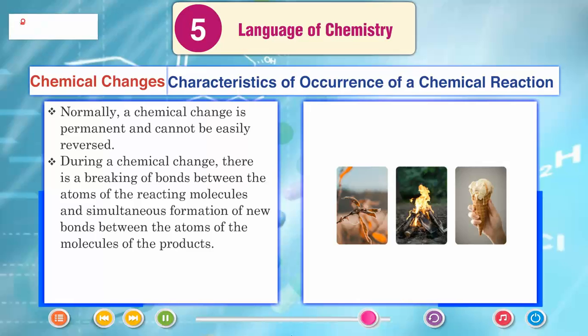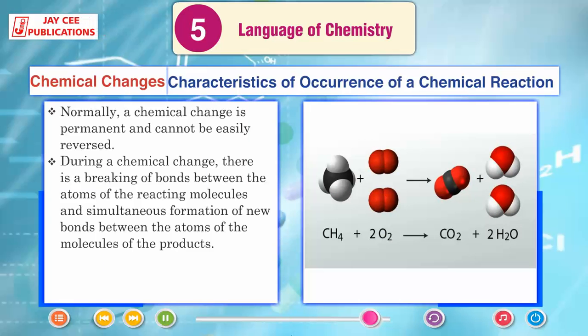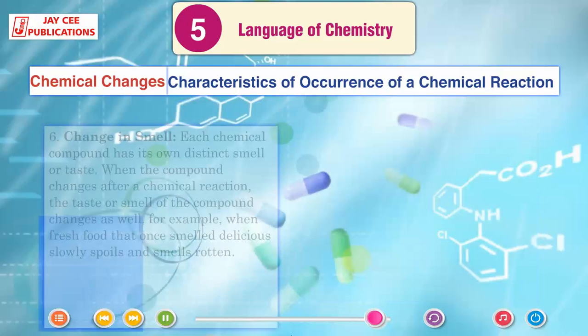Normally, a chemical reaction is permanent and cannot be easily reversed. During a chemical change, there is a breaking of bonds between the atoms of the reacting molecules and simultaneous formation of new bonds between the atoms of the molecules of the products.